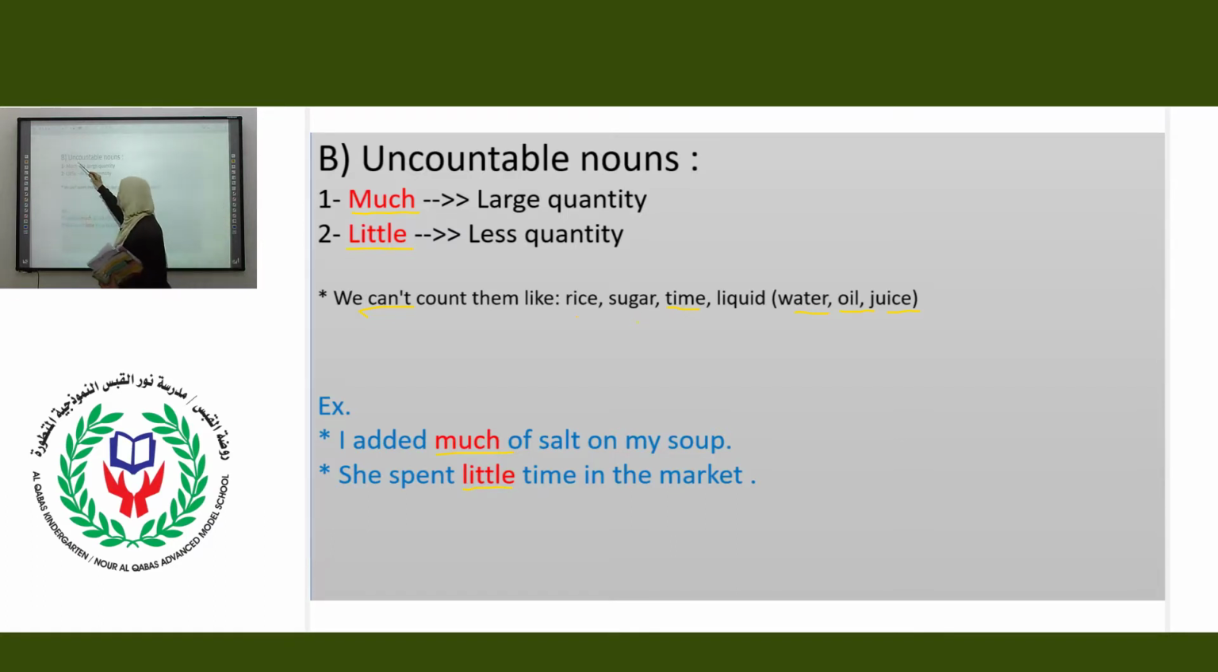So we use this for uncountable nouns, things we can't count. We can't count them, so we must use much or little. Much for a large quantity, little for a smaller quantity. And we cannot put the s. We can't put s on things we can't count.